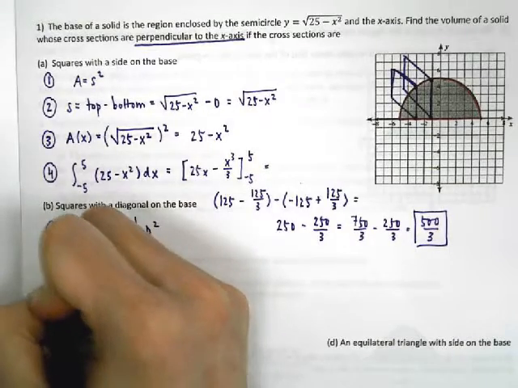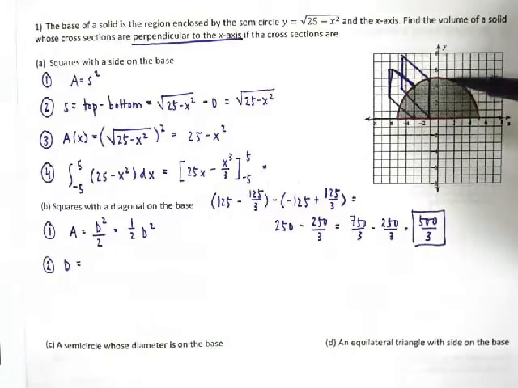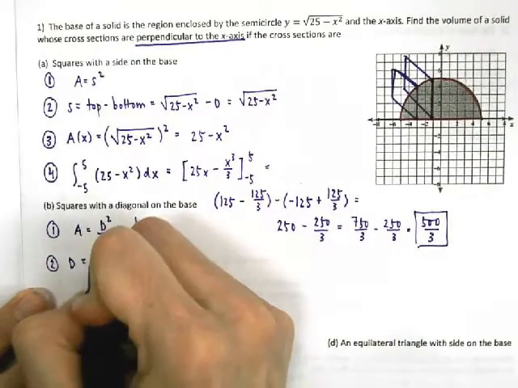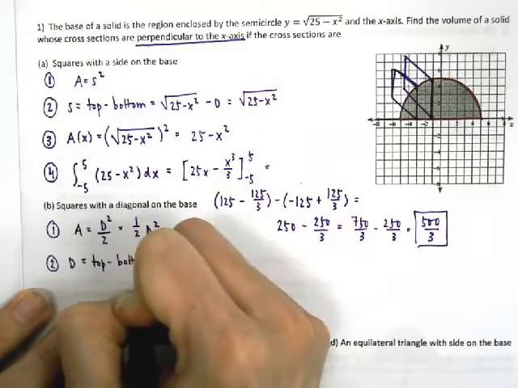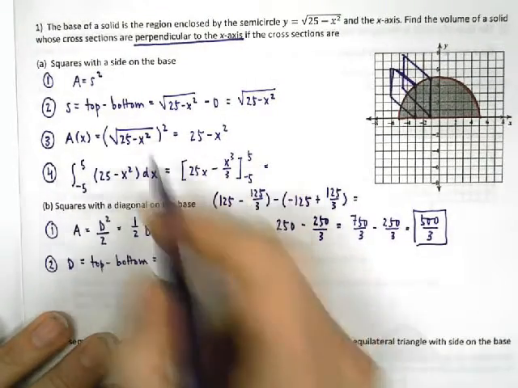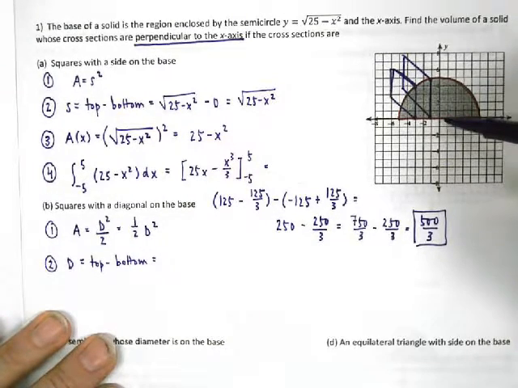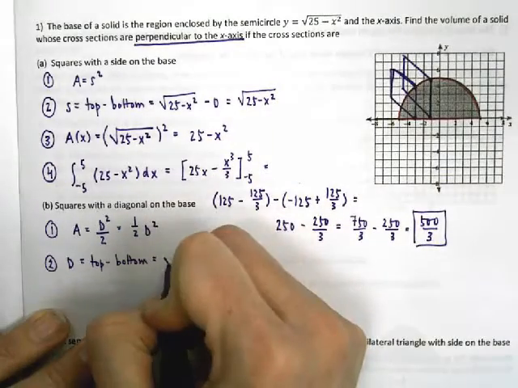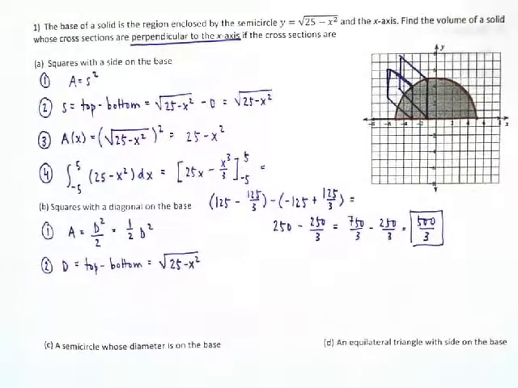So now, again, I need to figure out, well, what is this d? And again, since I'm perpendicular to x, the d is still just the top minus the bottom. So in our case, we already know what that was. It's the square root of 25 minus x squared minus 0 because we're on the x-axis. So it's just the square root of 25 minus x squared.